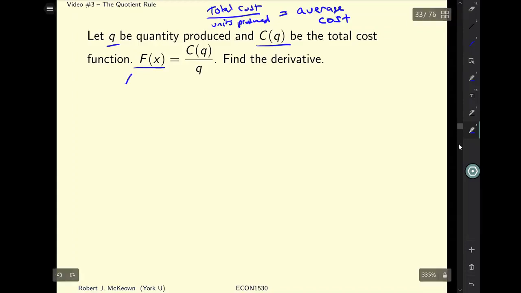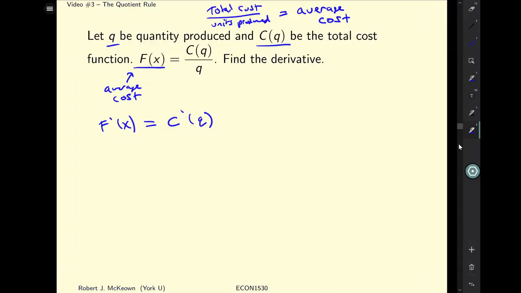And so this F of x is the average cost. We want to find the derivative. So let's use the quotient rule to find the derivative of big F of x. It's going to be equal to the derivative of the numerator. This is an abstract conceptual question, so we don't actually have numbers to work with. So I'm just going to write C prime of Q.